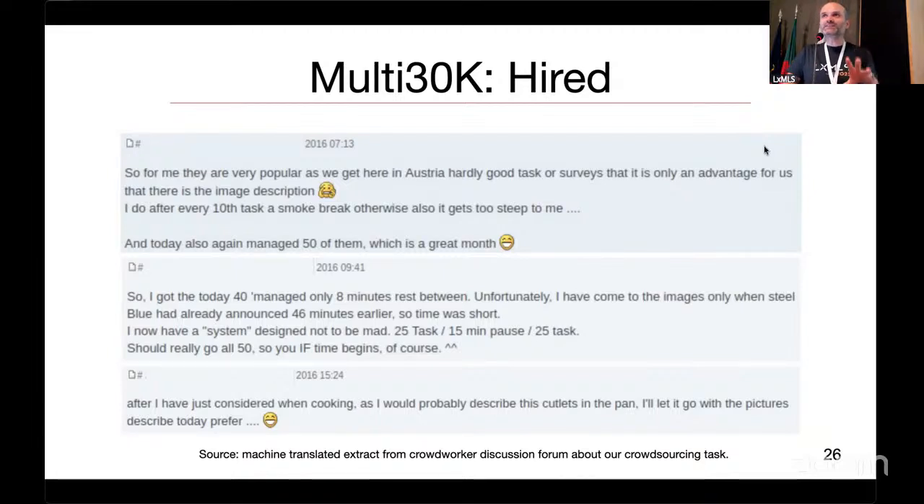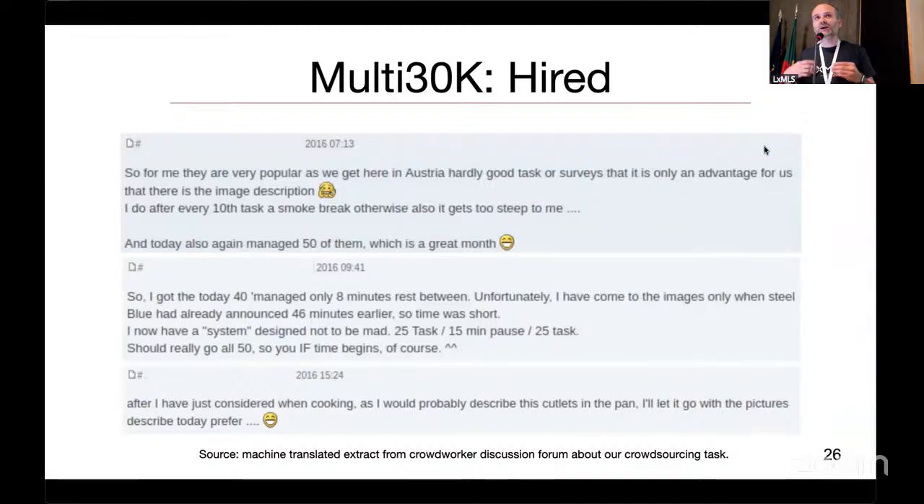So they do 25 examples, and then they take a 15-minute pause, and then they come back and they hope there's still another 25 examples left. But it turns out the task is so popular that sometimes it's gone within 45 minutes. And so they don't always get what they want. The final person here writes about how this crowdsourcing task kind of mentally affected their life.